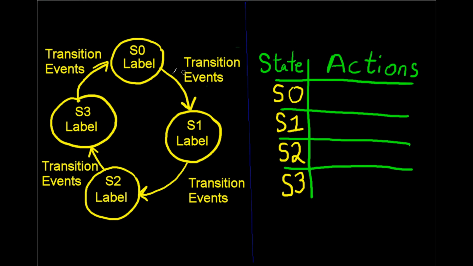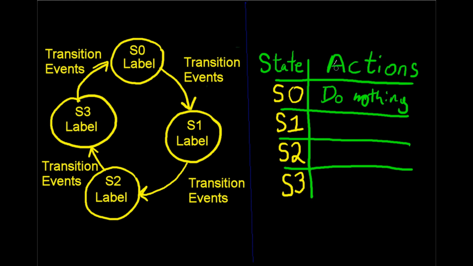Oftentimes, because the actions that are taken in the states are too big to fit on the diagram, we can just put a label for the state and maybe a descriptive label below it. So S0 is the state. This label here would maybe be idle or initial state or whatever it is. And then we can put in our actions here. And it may be do nothing. And then when we get to S1, it could be another action.